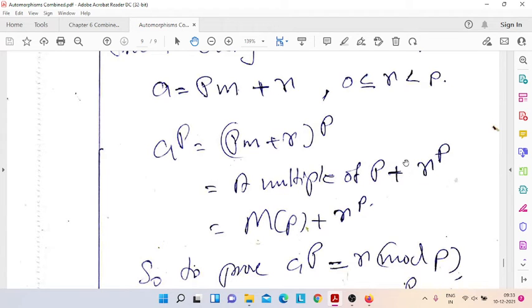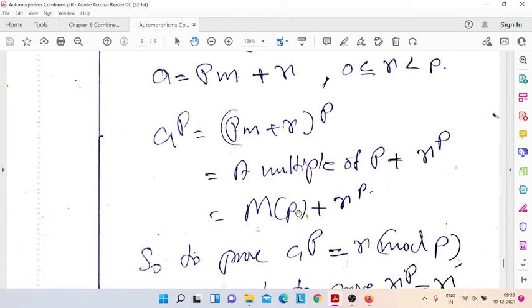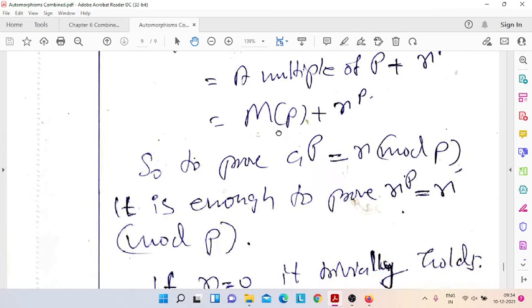All the terms except the last term in this expansion contain p. So you can write that it has an integer multiplied by p. That means all the terms except the last term form a multiple of p: mp plus r to the power of p.